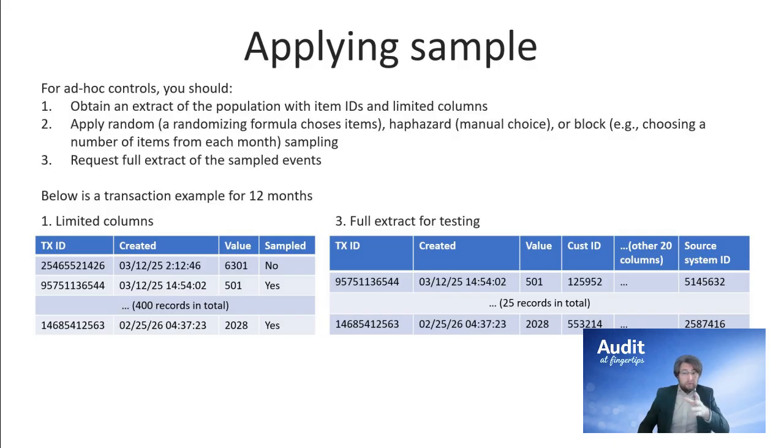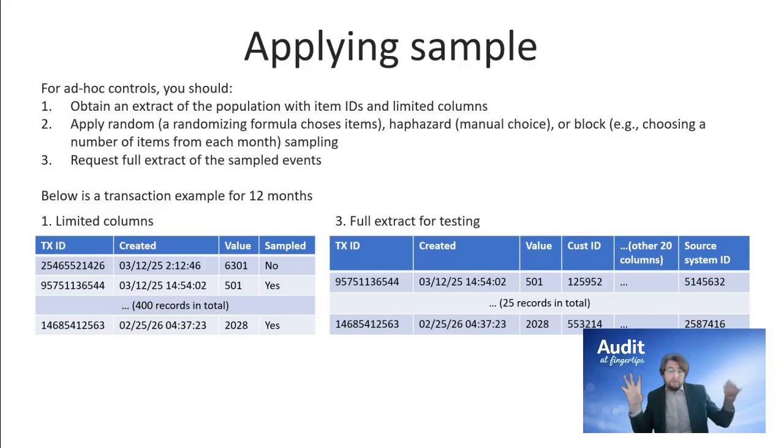In this example on the left, in limited columns, you have just 3 columns from the original database: a transaction ID, creation date, and its value. This is what you need to understand your population. This is an example of just 3 lines, but there are, let's say, 400 records in total. When you get this limited columns report, you can mark the particular items you want to sample, and that's going to be your sample for which you're getting the full extract.